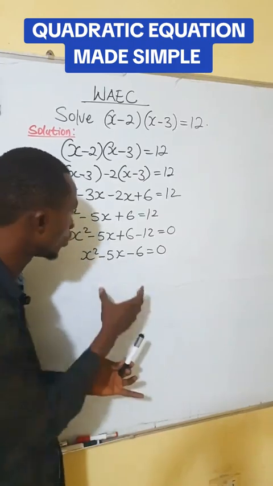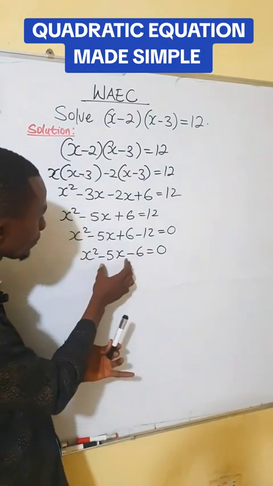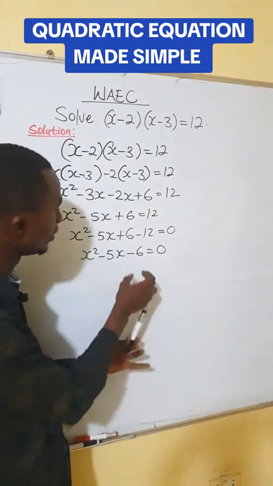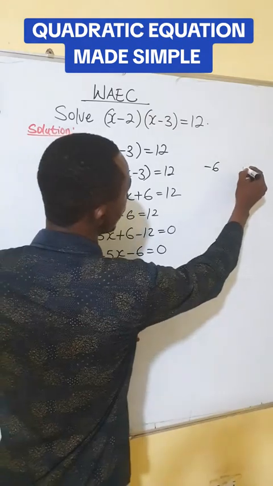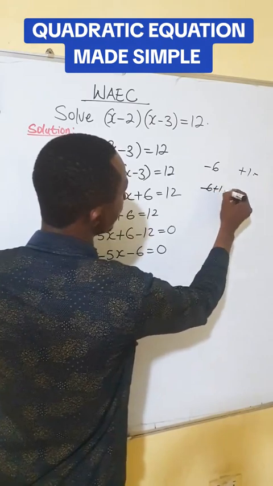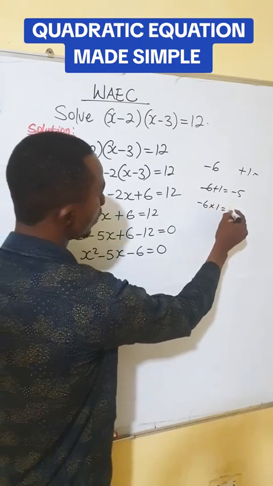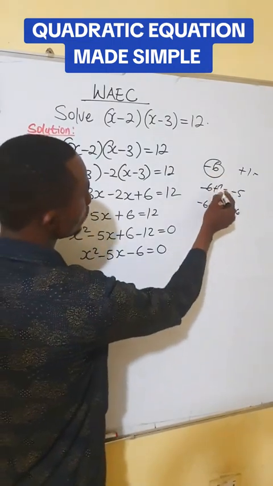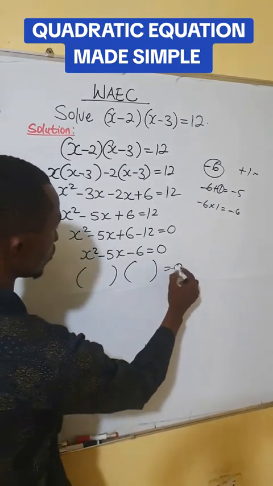So when you get those numbers, you can slot them in this particular equation. So what are the two numbers that we add to get minus 5? And when we multiply them, we get minus 6. Those numbers are minus 6 and plus 1. Because minus 6 plus 1 will give us minus 5. So if I multiply them now, minus 6 times 1, we are going to get what? Minus 6. So we have got the factors. That is minus 6 and what? Plus 1. So you open two brackets, okay, and equate it to 0.